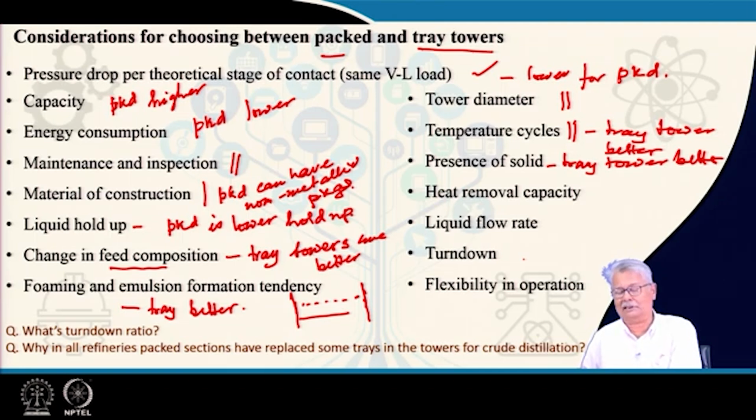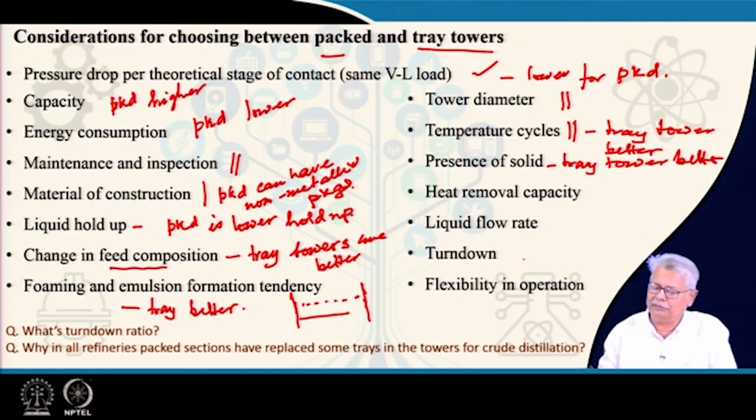Regarding heat removal capacity, it is possible for you to have some sort of heat removal arrangement like embedded heat transfer tubes in the case of tray towers. In fact, if you are talking about a divided wall column or something, it is possible to have it in tray towers, but you cannot have such facility in packed towers. So, if you look at heat removal capacity, I will say that tray towers are better, rather they have the advantage.